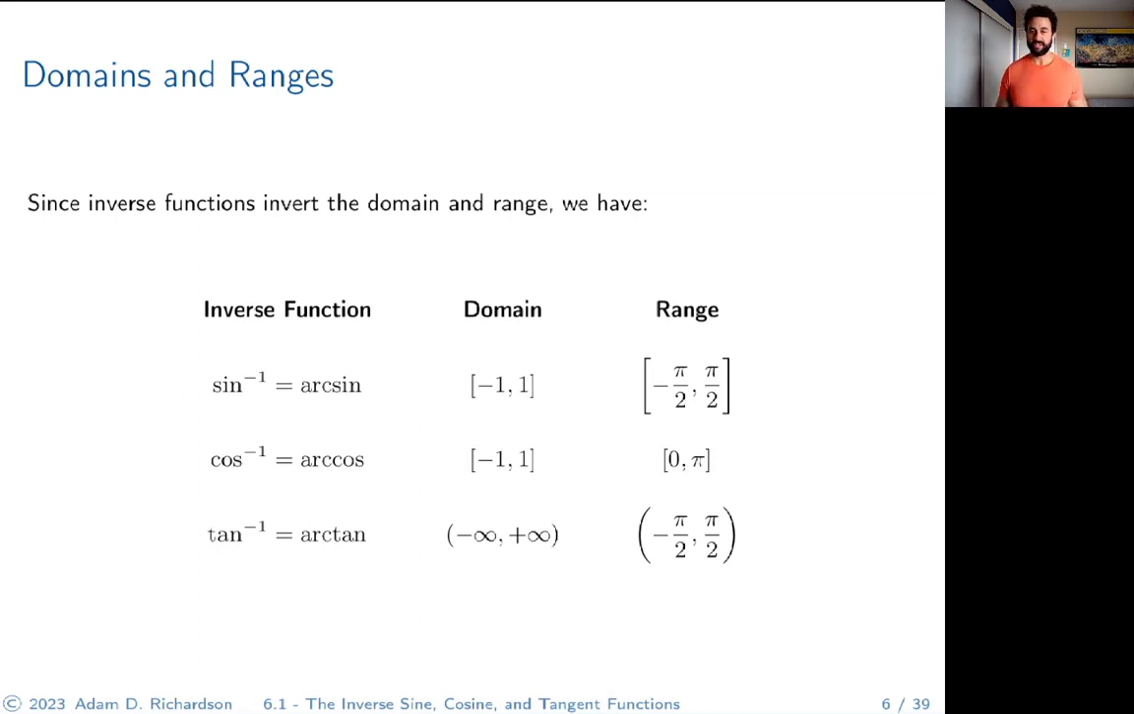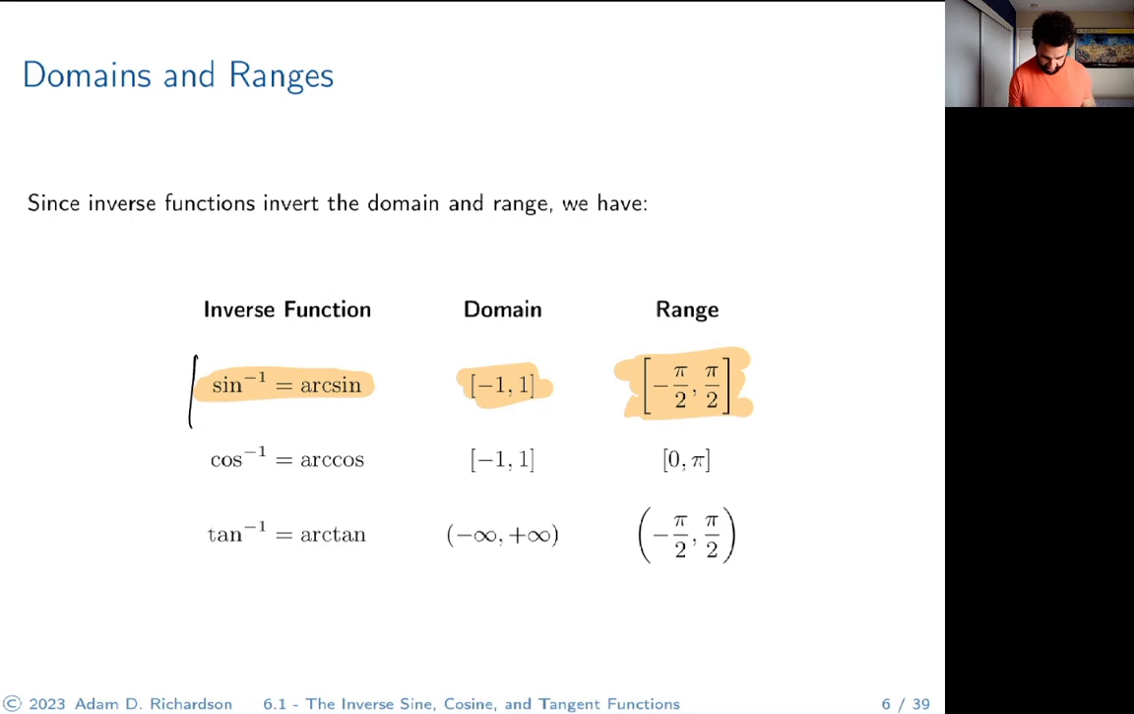Since inverse functions invert the domain and the range, we have this setup here. So sine inverse, otherwise known as arc sine, has domain negative 1 to 1 inclusive and has range negative pi over 2 to pi over 2. So yeah, remember that inverse functions invert the domain and the range. They switch the domain and the range. So when we want to talk about the inverse sine function, the domain and the range are switched.